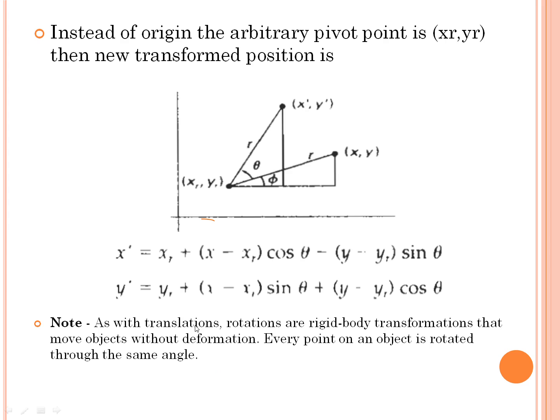Note, as with translation, rotation is also a rigid body transformation, where we move an object without deformation. If we rotate an object, there is no need to deform that object, that is, there is no need to change the shape or the size of the object. Every point on an object is rotated through the same angle.